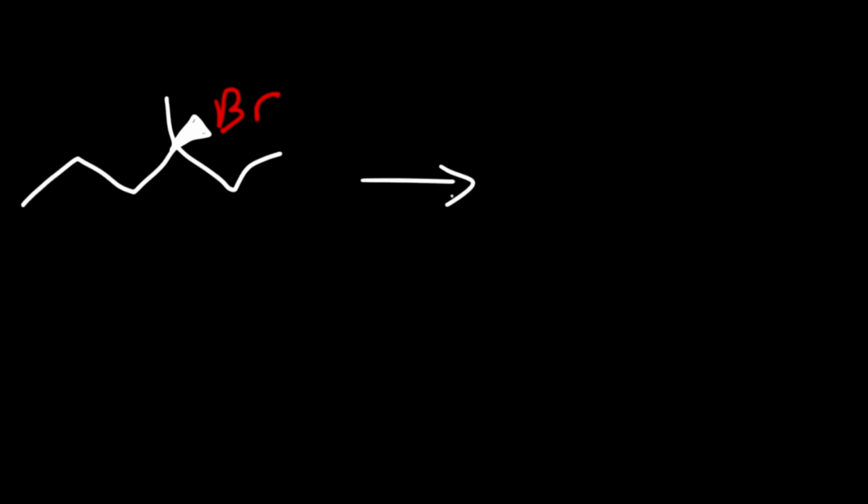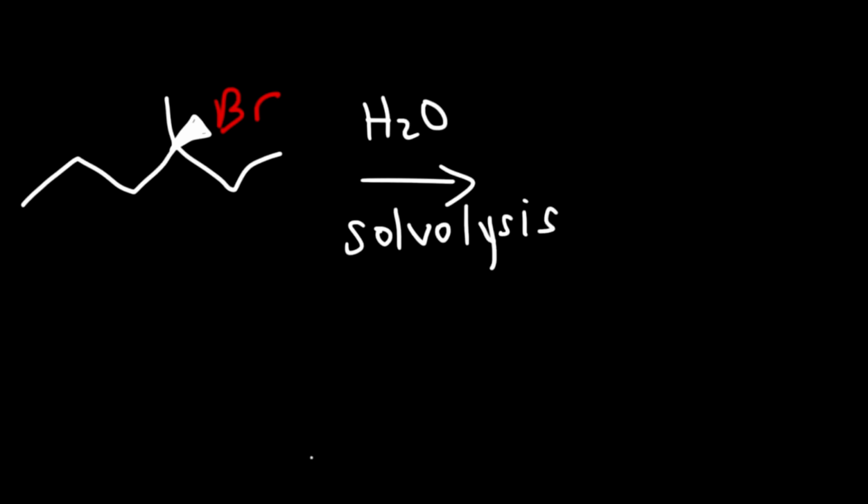Now let's go over another example. Draw the major product for this reaction and show the mechanism as well. So let's react this alkyl halide with water. Water in this example can behave as the solvent and as a nucleophile. When the solvent behaves as the nucleophile, it's called solvolysis. In the first step in this reaction, the leaving group leaves. And so we're going to get a tertiary carbocation.